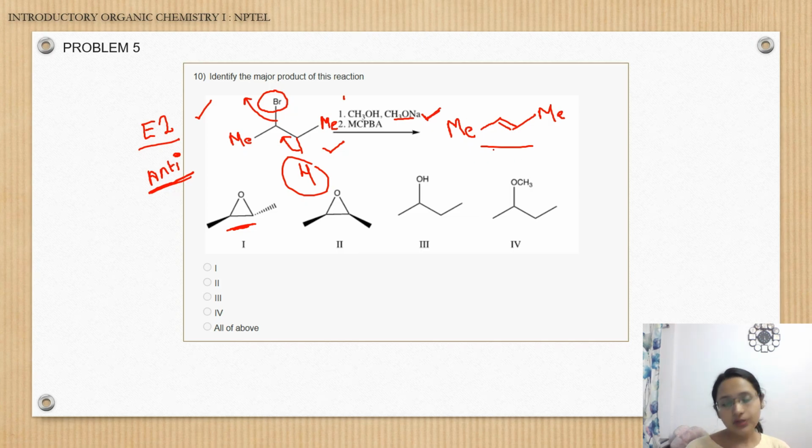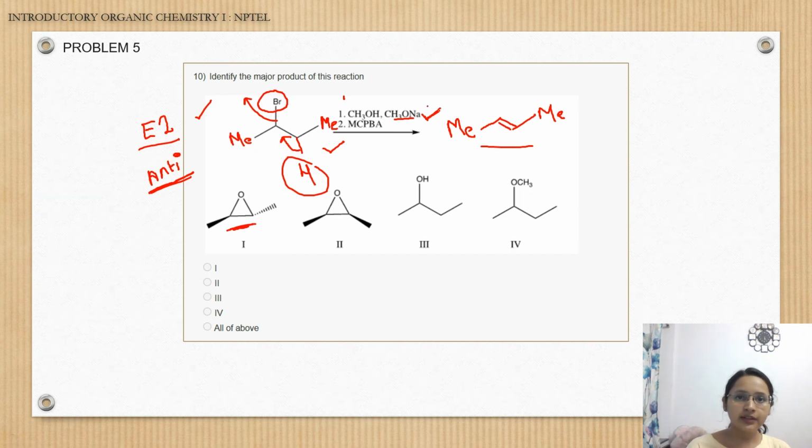So is the first step clear to all of you? How this alkene is generated, how the stereochemistry is there, how the elimination is happening. Is it clear? The first step I'm talking about. Okay.